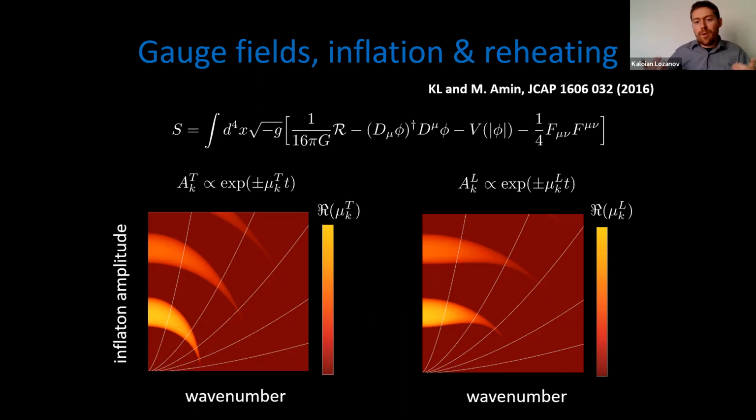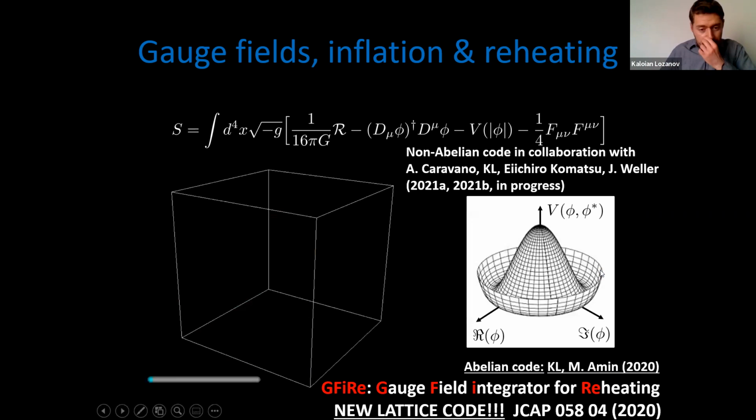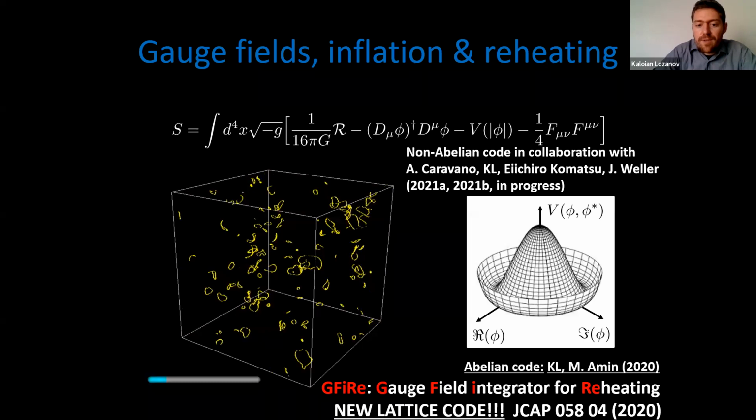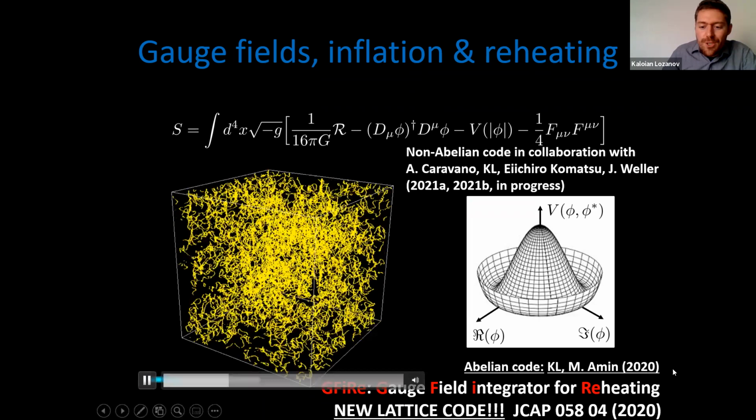Currently, I'm developing a lattice code to study the subsequent nonlinear dynamics after back reaction. Here is one of my runs in which I show the formation of cosmic strings from preheating. The abelian version of the code is called GFIRE. It was released a little over a year ago.